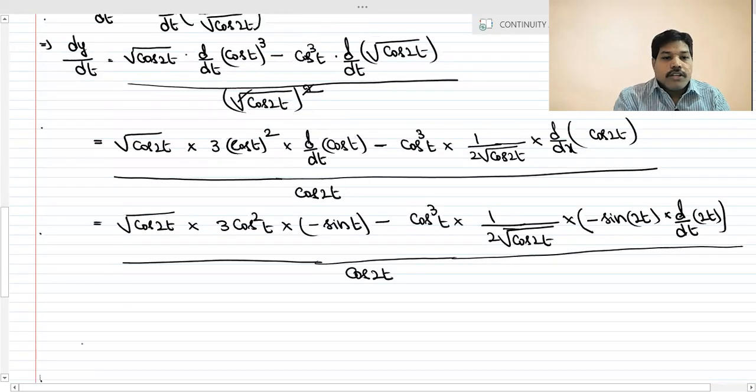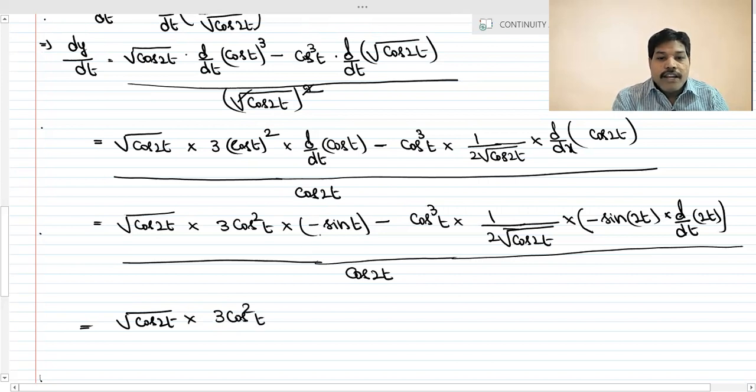So that is equal to, see that one here, students. So that is equal to root cos 2t into 3 cos square t, and this minus you can write in the front. So it will become that into sin t, that minus you can write, minus sin t is there. So just write this minus in the front, and here minus of minus it will become plus cos cube t minus cos cube t into 1 by... otherwise I will write this minus in the next step, students.